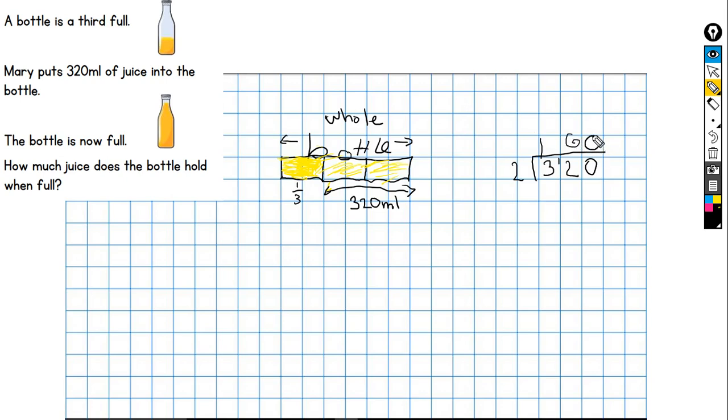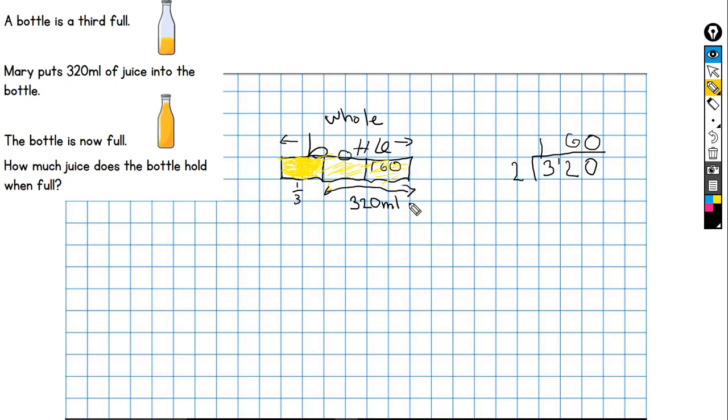So you've now worked out what each of those blocks is worth. So you could put in one of those 160. See if you can do it really little. Well done. That's good. So each of them is worth 160. So that's 160, that's 160, and that's 160. So you need to work out 160 add 160 add 160.